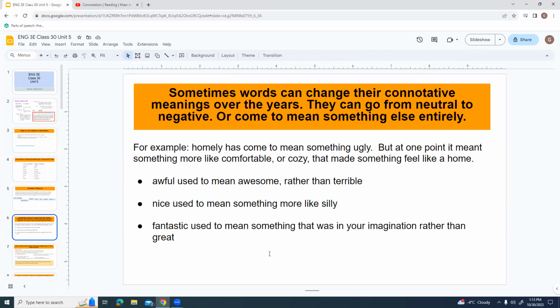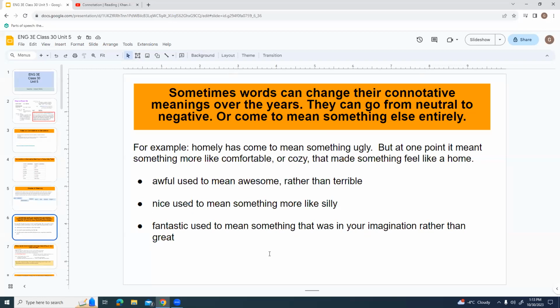The other thing he didn't talk about, but I thought was important, is sometimes words can change their connotation meanings over the years. They go from neutral to negative, or they can come to mean something else entirely. So, for example, if I say something was homely, these days I'm implying that I think it's ugly. But at one point, it meant something more like comfortable or cozy that made you feel like you were at home. It was a positive word. Awful used to mean something more like awesome rather than what it's come to mean, which is more like terrible. Nice, I say you're a nice person. That's a positive thing these days, but it used to mean something more like silly.